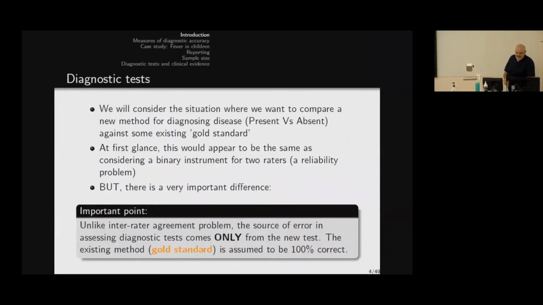We will consider the situation where we want to compare a new method for diagnosing disease. And remember, here we are just talking about a disease being present or absent. So we're sort of using our new method to guess or say whether it is there or not. How will we work out whether our guess is good? We will compare it against a gold standard.